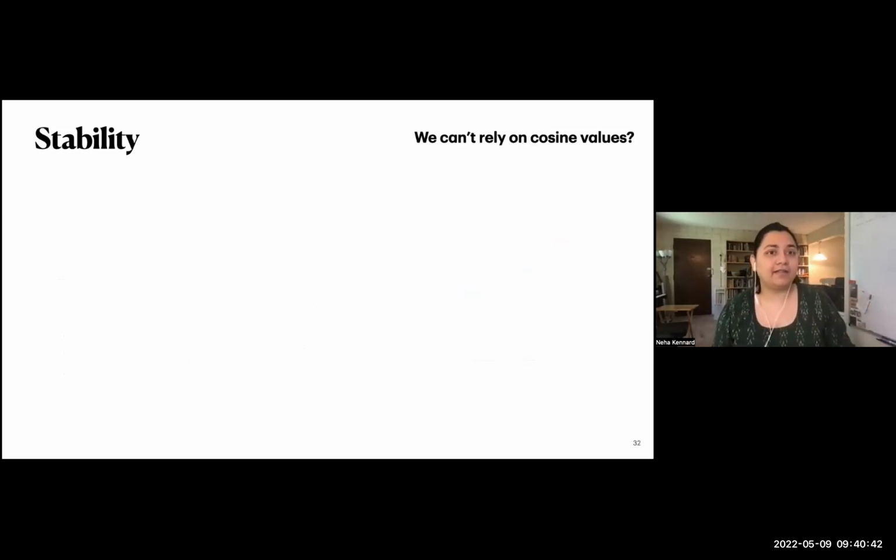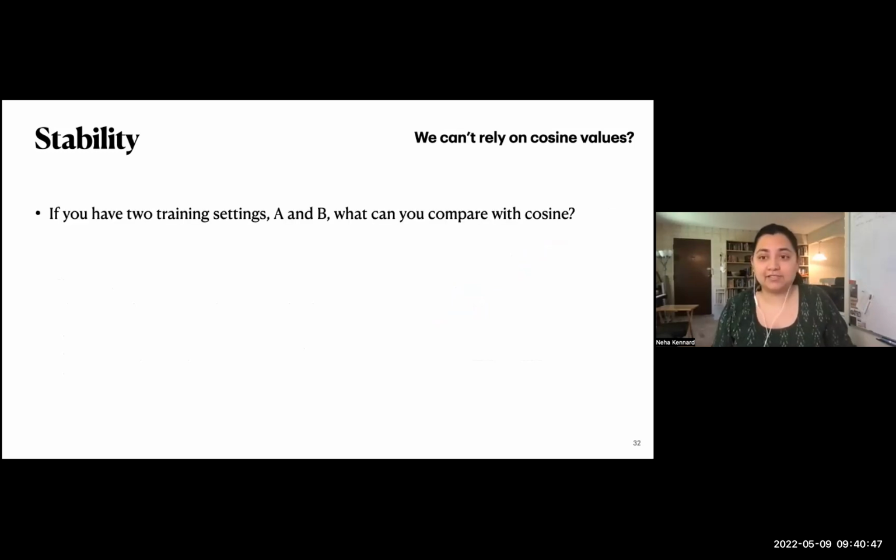So at this point, you might be a little bit annoyed, because first she said analogies don't work and now she's saying cosines don't work. It's not that bad. I'm sorry that I made it sound very dramatic. But suppose you have two different training settings, A and B, and that could be two corpora, two random seeds, or two different runs of the same training. So what can you actually compare with cosine?